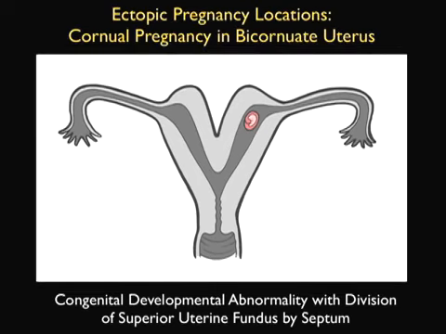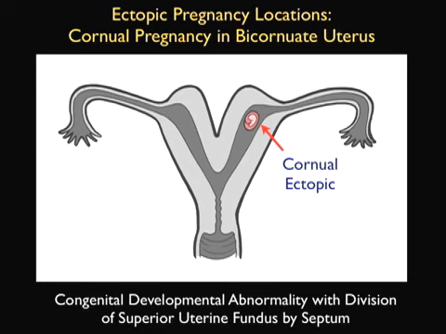As we discussed earlier, there are variants of ectopic pregnancies that are located within the uterus. The classic one is a cornual ectopic pregnancy within a bicornuate uterus. Now, bicornuate uterus, as shown here, results from a congenital developmental abnormality with division of the superior uterine fundus by a septum. Here we see the septum coming down the midline and dividing the bicornuate uterus into 2 limbs.